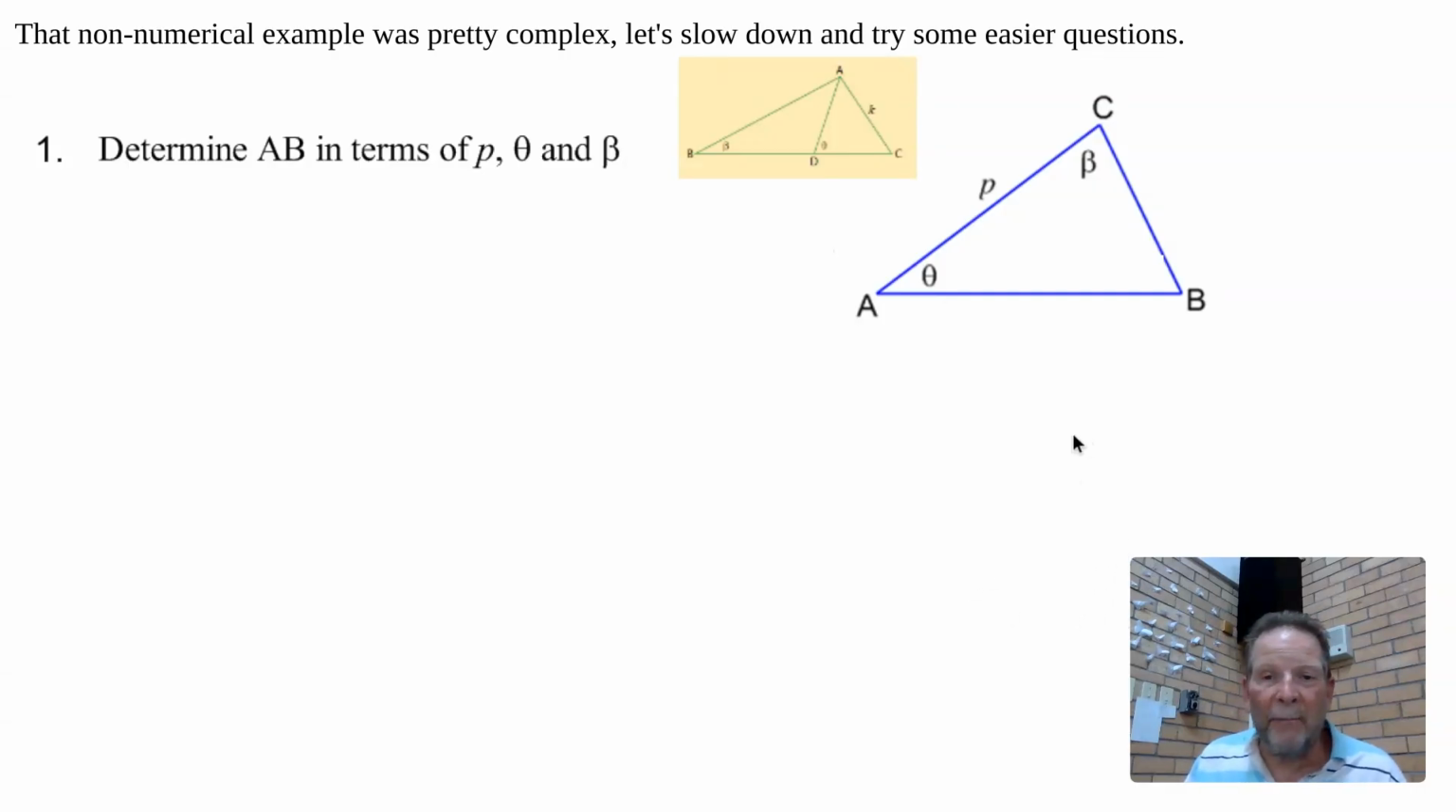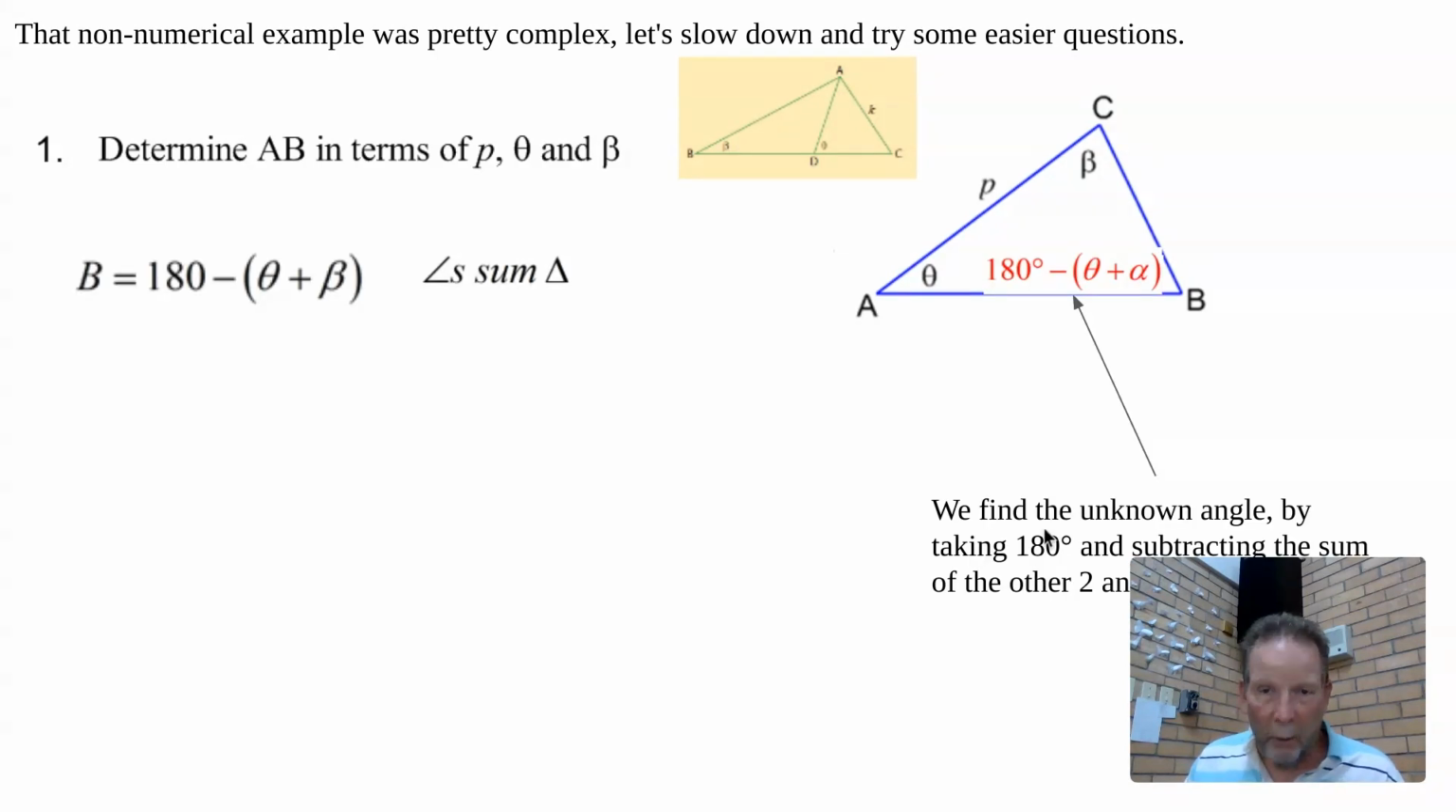Well, the first thing is, you've got a side P, but you don't know this angle. If these were numbers, you'd go 180 minus them added together. Well, you do exactly the same thing. That's the first step. We've got to find this angle right in here, and it's 180 minus these two added together. If this was a question, you'd get a mark for figuring that out. Why does it work? Angles sum in a triangle.